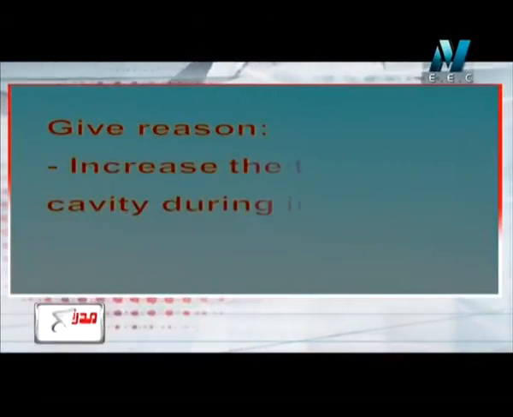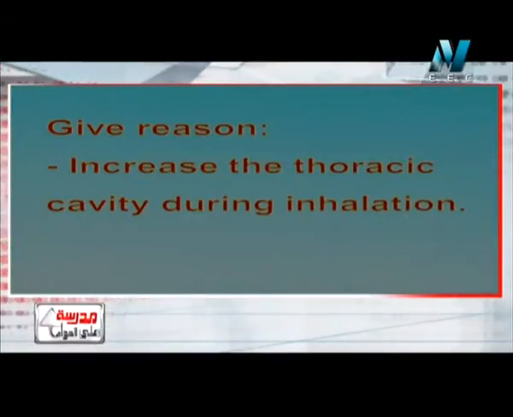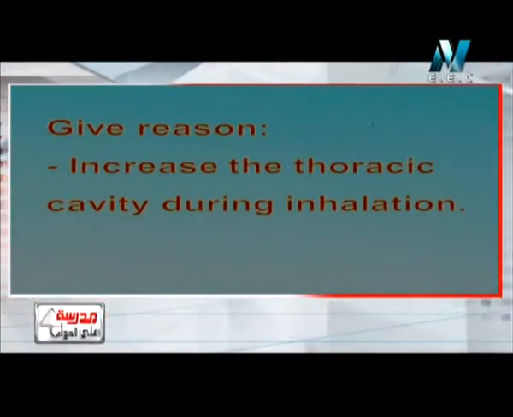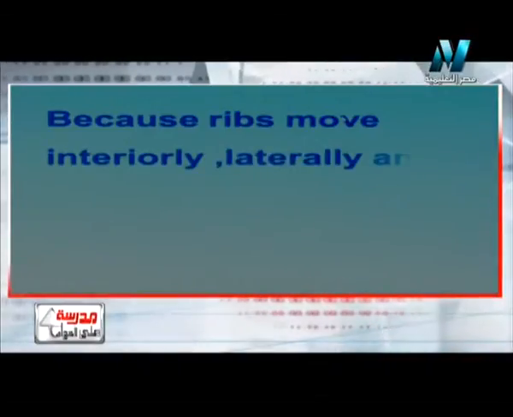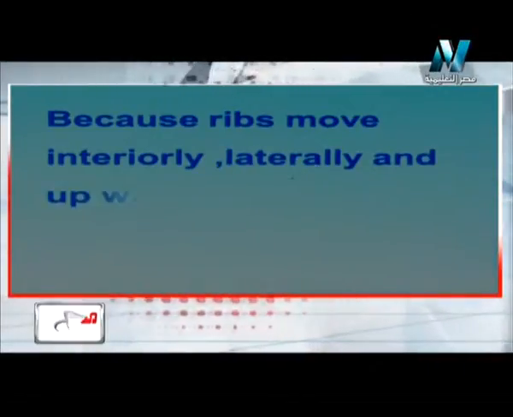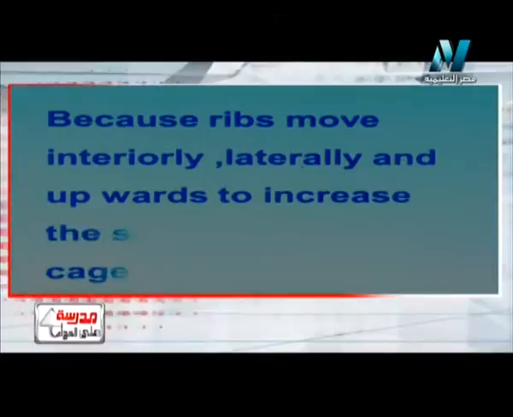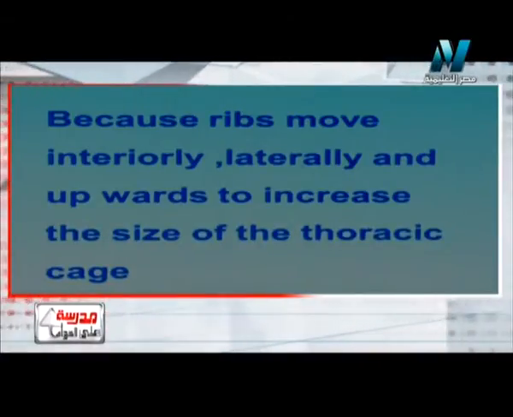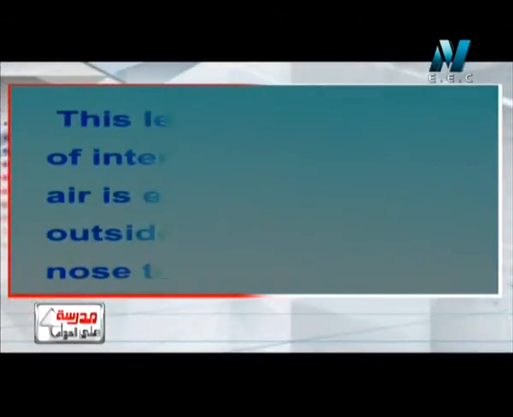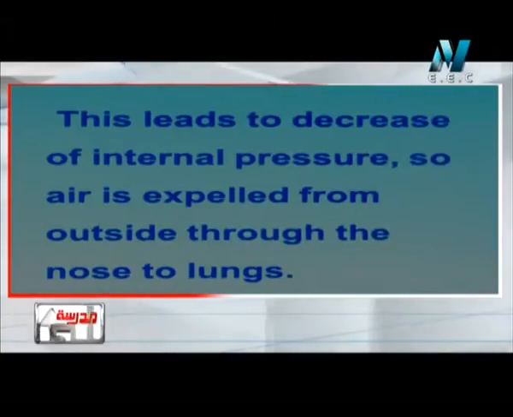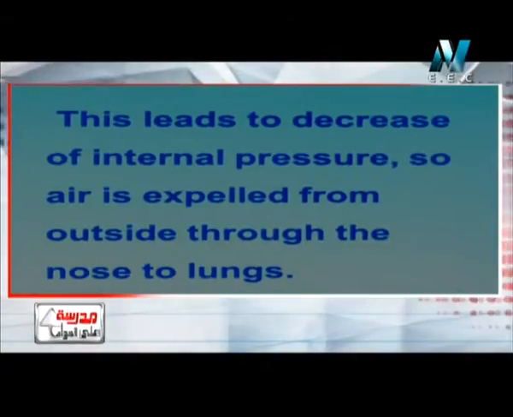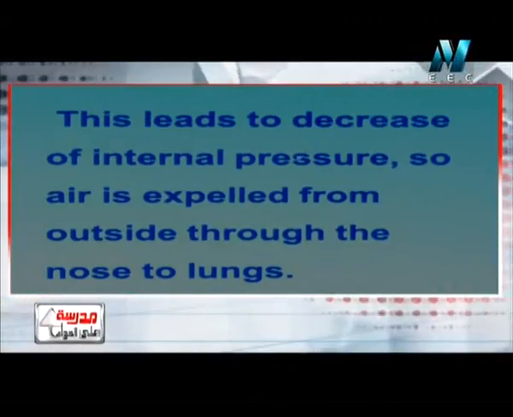Here we have a give reason. Give reason: the thoracic cavity increases during inhalation. Why does the thoracic cavity increase during inhalation? Because the ribs move anteriorly, laterally, and upwards to increase the size of the thoracic cage. This leads to a decrease in the internal pressure, so air is drawn from outside through the nose to the lungs.